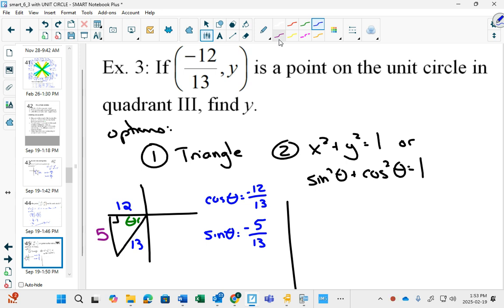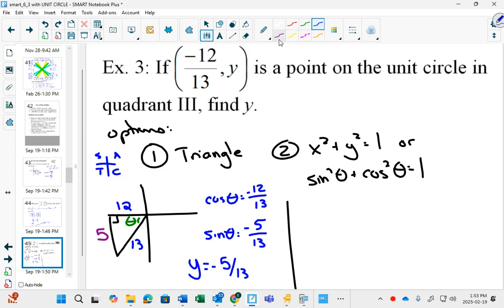But if I left it like this, it asked me to find y. I need to make sure that I realize that and write that as the final answer. Okay? I like the triangle better because it's really obvious from the CAST rule that you need a negative answer in quadrant 3.